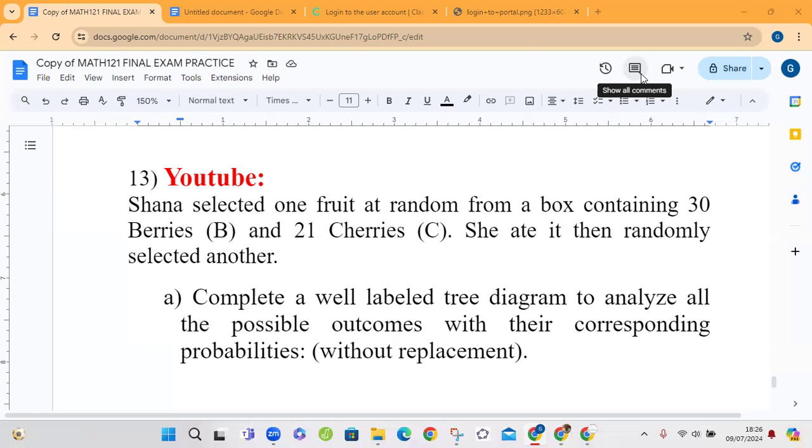So as I was saying, in her first selection, she can either select a berry or a cherry, and she's going to eat it, whatever she selects, be it a berry or cherry, and then she's going to select again. So that's two selections. Now, part A says to complete a well-labeled tree diagram to analyze all the possible outcomes with their corresponding probabilities. So it's a scenario of selection without replacement.